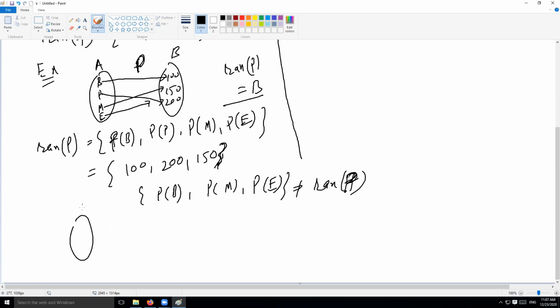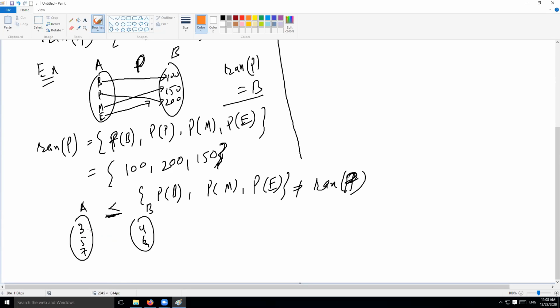Here is another relationship. For example, I have set A and set B, and the relationship that I have is the less than relationship. So for example, I have 2, 3, 5 and 7 here, and here I have 4, 6 and 9. Then what is going to be the mapping according to this relationship? But this would not be a function. Can you see why this would not be a function? Anyone?